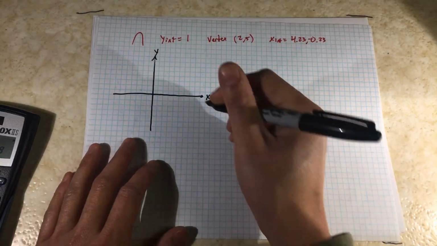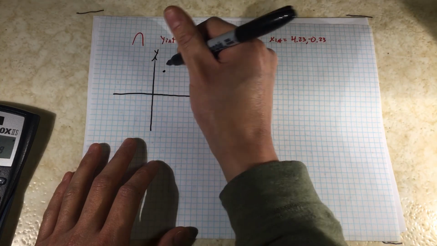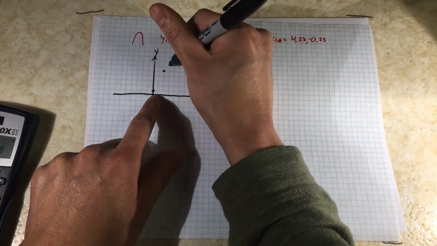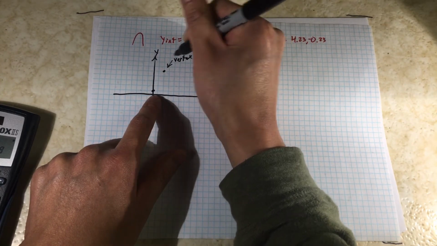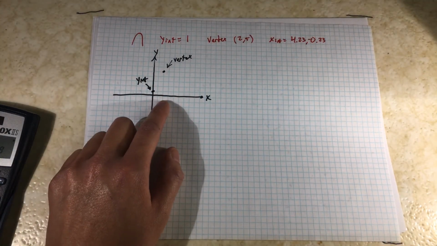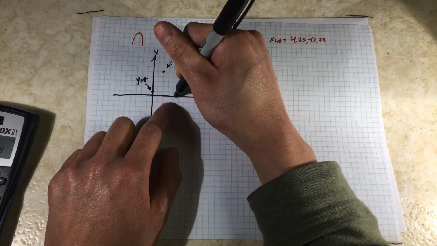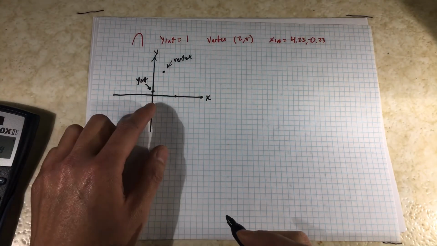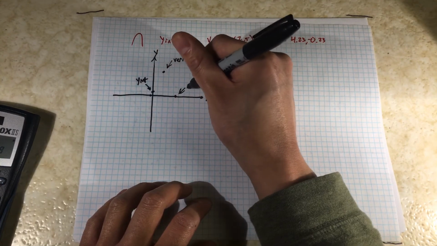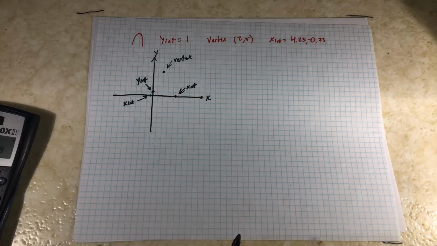All right, so let's do the vertex first. So it's 2, 5. 2, 1, 2, 3, 4, 5. So that's my vertex. My y-intercept is 1. So there's my y-intercept. And then I have my x-intercepts. One is at 4.23, so I'm going to go 4, 1, 2, 3, 4, and 0.23 is like a quarter of the way. So something like that. And then I have negative 0.23, so I'm going to go negative a quarter. Just try to make it close. That's where it crosses the x-axis.